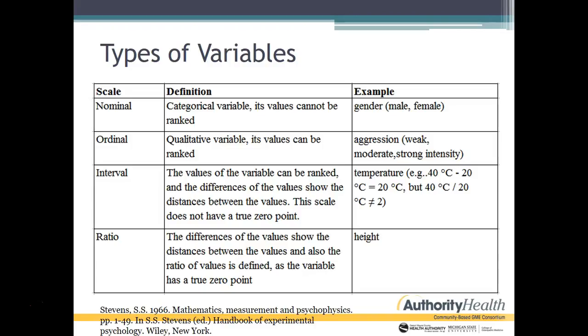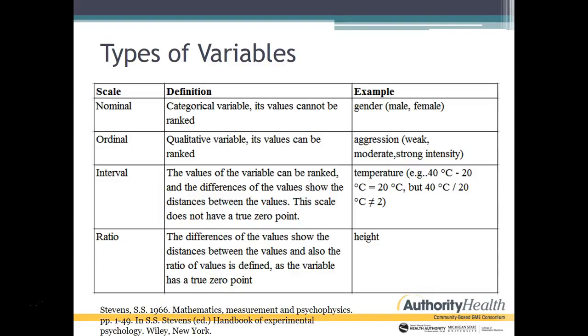In this example, it's aggression. It can be weak, moderate, strong intensity. Likert scales, where you have strongly disagree to strongly agree, would be another example of ordinal. Also things like education levels.